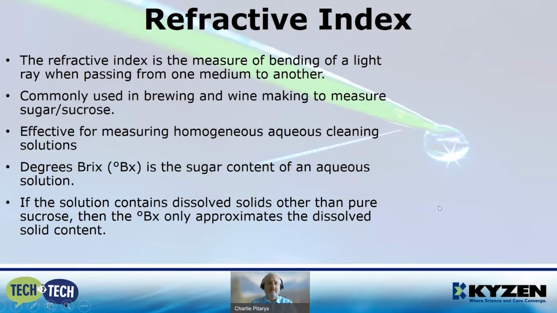Refractive index is the measure of bending of light ray when passing from one medium to another. This is commonly used in brewing and winemaking to measure the sugar level of the wine or beer. It's also effective for measuring homogeneous aqueous cleaning solutions. The unit of measure is the degrees Brix, and this is the sugar content of an aqueous solution. Not that there's sugar in the KYZEN cleaning solutions, it was just that we are measuring solids content of the solution. This method has been around for many years and works well on homogeneous cleaning solutions.